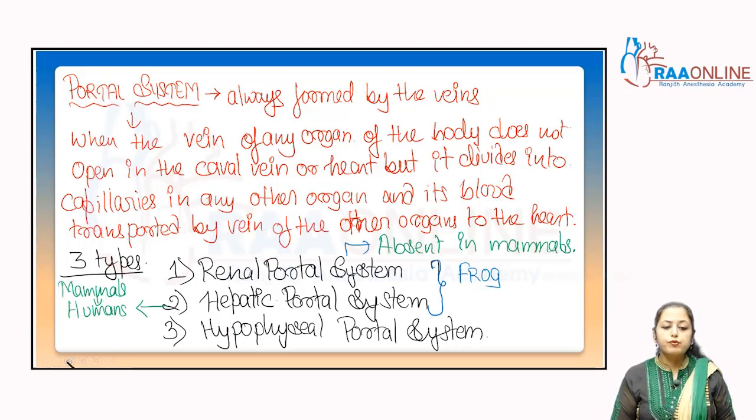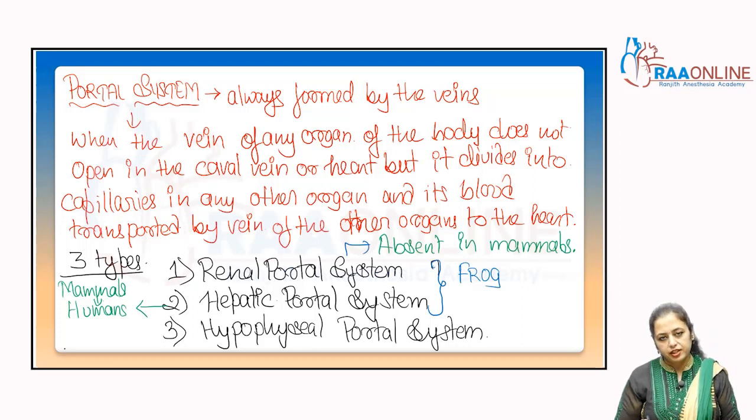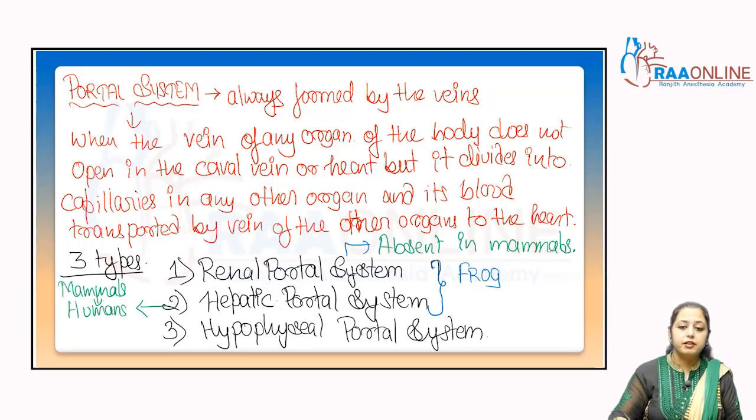The word hypophysis is used for the pituitary gland, which means that the vein enters inside the pituitary gland and divides into capillaries, right. So this kind of arrangement is called the portal system.